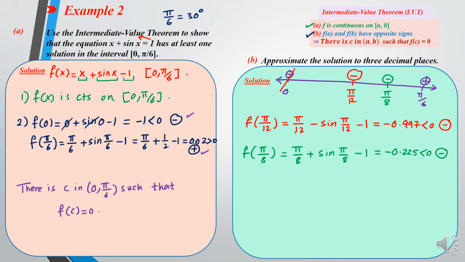Now the next iteration will be between pi over 8 and pi over 6, but no need to find the next iteration. It's enough here. So C approximately equals pi over 8, but you have to write pi over 8 to 3 decimal places, and you have to use a calculator to find it, and it equals 0.393.